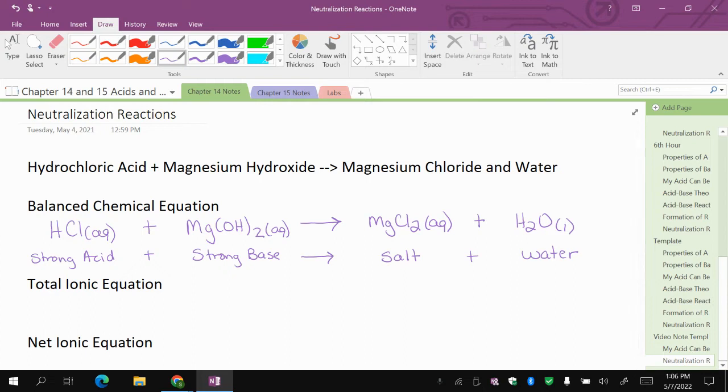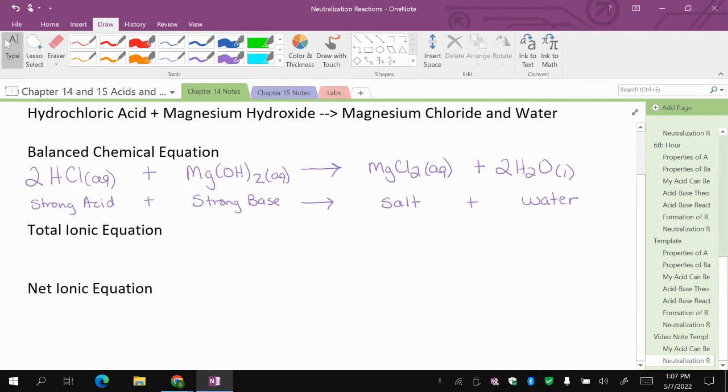Now we do need to balance this. I have 2 chlorides on the product side. I need 2 on the reactant side. That gives me 4 hydrogens. So then I need to put the 2 there, and it should be balanced now. So a strong acid plus a strong base always gives us salt and water.